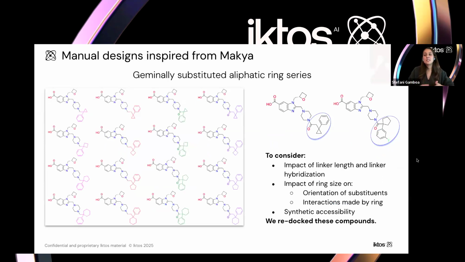We created a curated series derived from Makya suggestions, like the geminal substituents and aliphatic ring. For each analog, we fine-tuned the linker length and hybridization to adjust orientation. These steps illustrate how AI-driven design complements chemists' intuition, acting as a design tool to make the way that you work more efficient. Here Makya proposes patterns and we expand upon them with human insight.